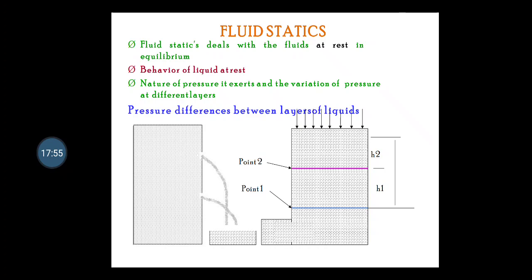To know much more about the pressure difference between the layers in the liquid, we should know the definition of pressure, or you can say the intensity of pressure. Intensity of pressure is defined as the force exerted on a unit area. It is called your intensity of pressure.